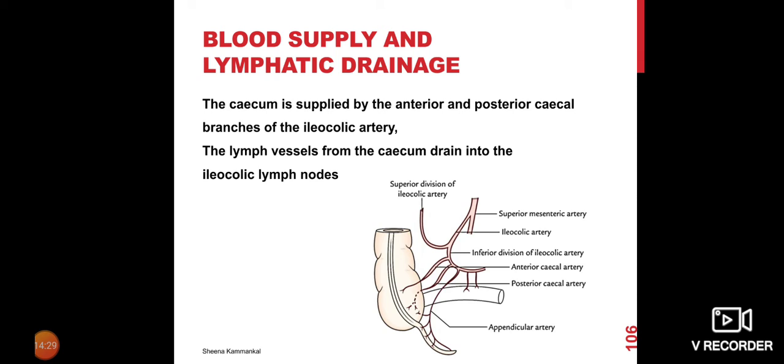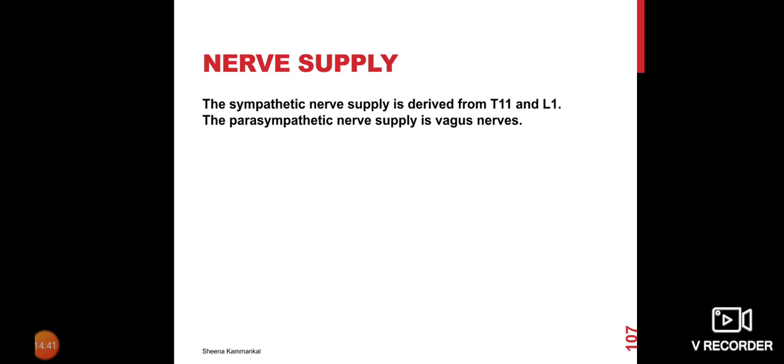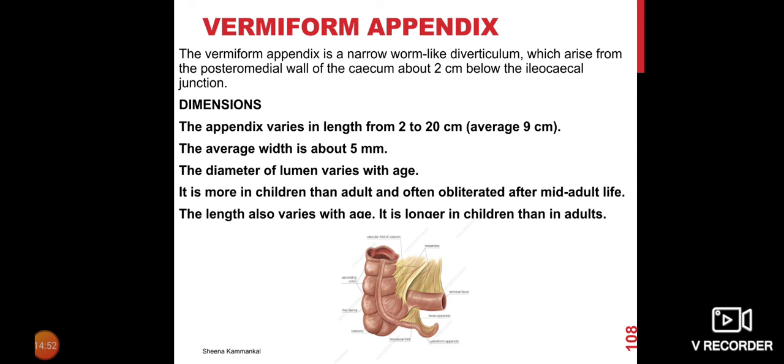Regarding the blood supply and lymphatic drainage, cecum is supplied by the anterior and posterior cecal branches of the ileocolic artery. Lymph is drained by the ileocolic lymph nodes. Ileocolic artery, ileocolic vein, ileocolic lymph nodes. Nerve supply is the sympathetic and parasympathetic, because all the visceral organs are supplied by the sympathetic and parasympathetic.